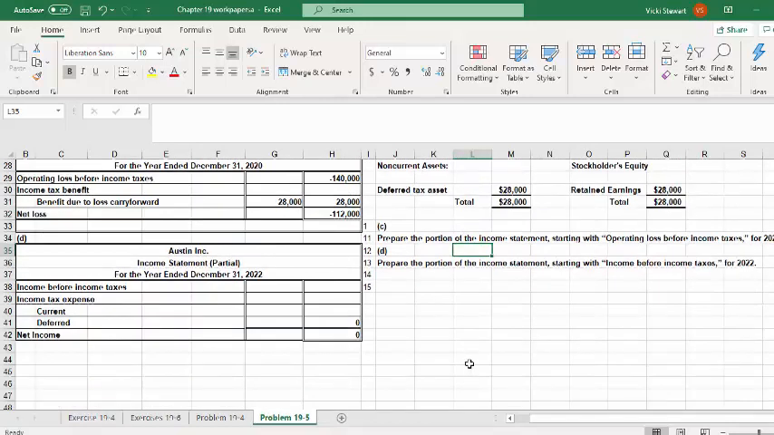Part D of the problem states, prepare the portion of the income statement starting with the income before income taxes for 2022. In 2022, Austin had $60,000 of income before income taxes. Their current income tax expense would have been zero because they would have utilized their NOL carry forward. The deferred portion of income tax expense would have been the $12,000 of the deferred tax asset that they utilized. So net income for 2022 would have been $48,000. And that is the conclusion of the demonstration for problem 19.5b.